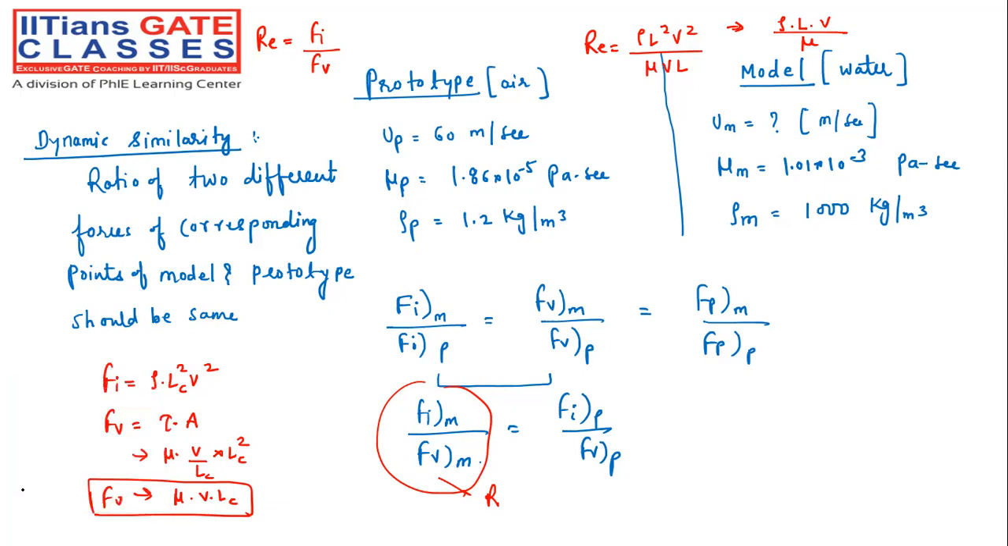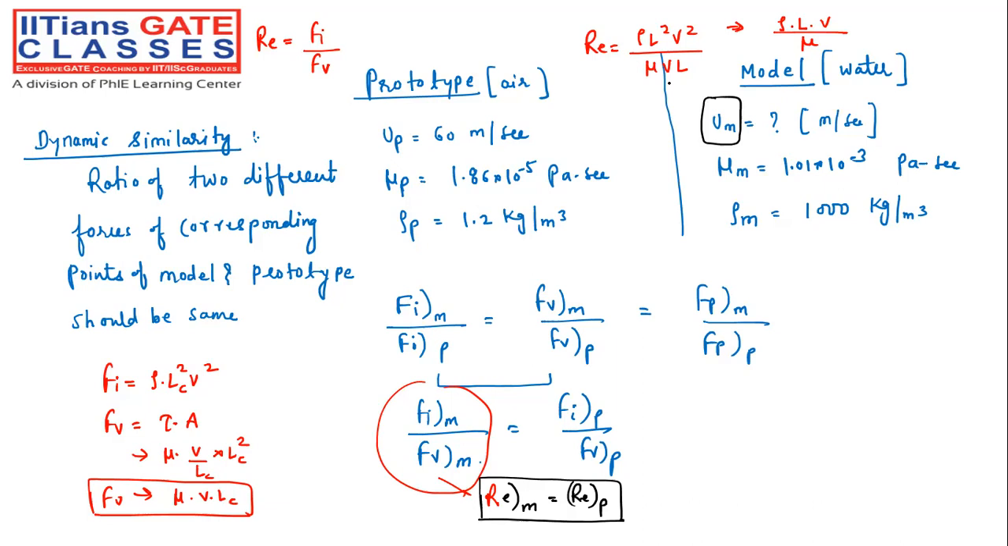Why am I doing so many things? Because here we can write that the Reynolds number of the model has to be equal to the Reynolds number of the prototype. In doing so, we are going to calculate the velocity of the model. Because without calculating the velocity of the model, you cannot calculate the drag force on the prototype.